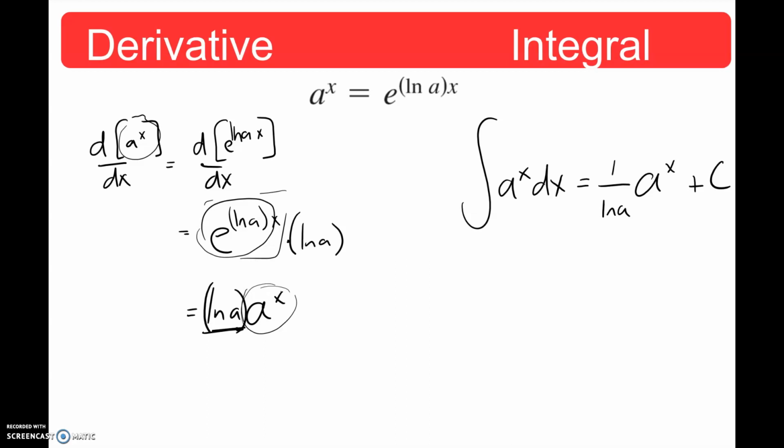And now do your check. Take the derivative of that. Derivative of a to the x is ln a times a to the x. This would come along for the ride and they'd cancel out and you'd be left with that. So there you have it. Those are your two formulas for a to the x. You just got to remember where to put it, an extra constant that is the natural log of the base.